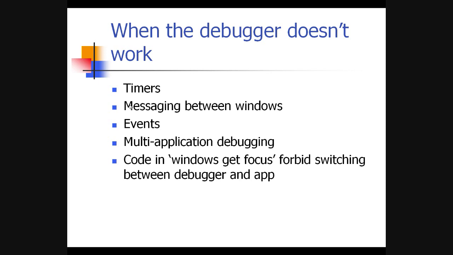I already told you about that one. If you put some code in the window's get focus or lose focus, then you cannot switch between the debugger and the application if you want to look at it and you're on the same window. In the same way, if you put some code in the window change size or window move code, and you want to move it while you're on the debugger, you won't be able to do that either.